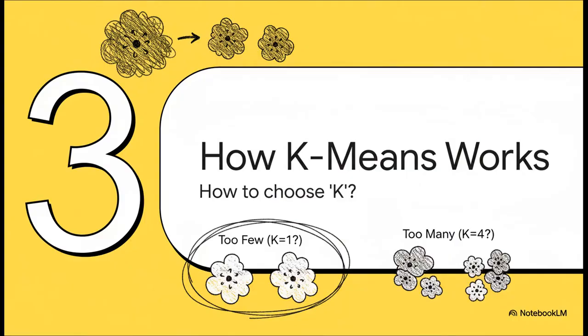Okay, this leads us to the big multi-million-dollar question when you're using k-means. We have to tell it the number of clusters, k, to look for. But how in the world do we know the right number? If we pick a k that's too small, we might be squishing different groups together. Too big, and we'll be splitting natural groups into tiny little pieces.